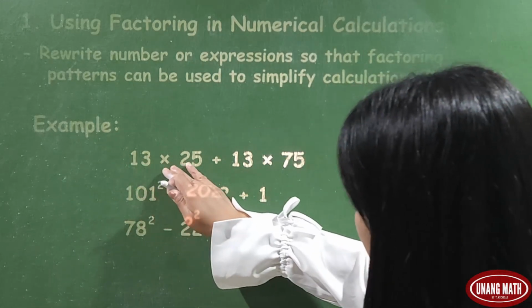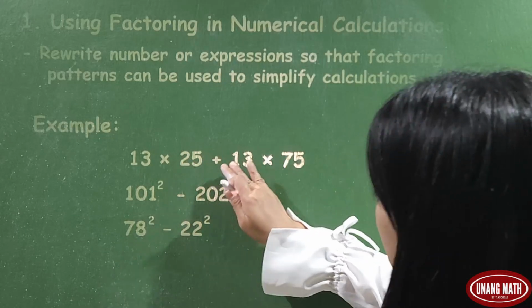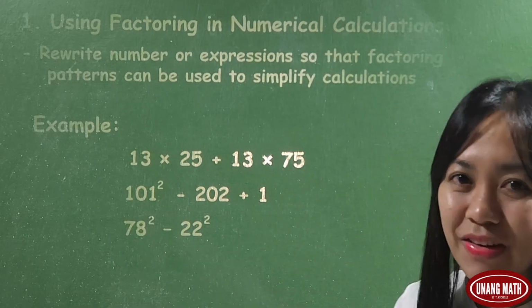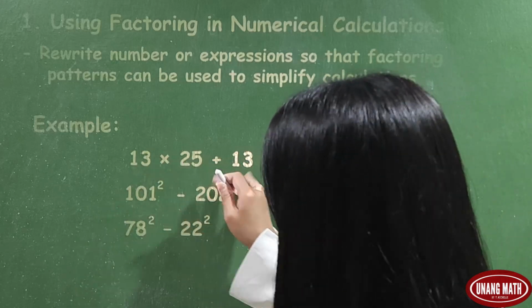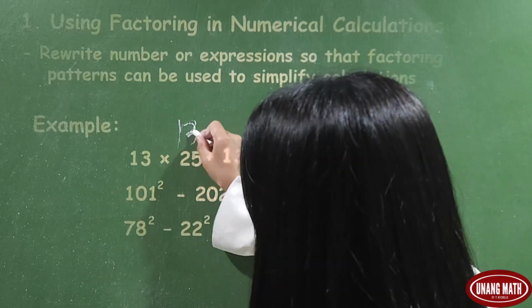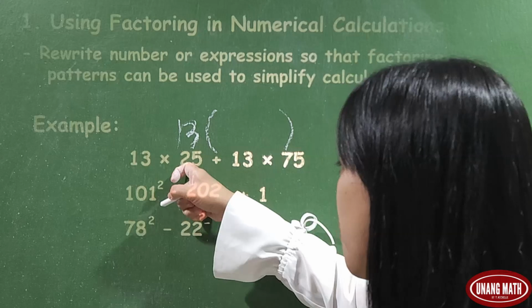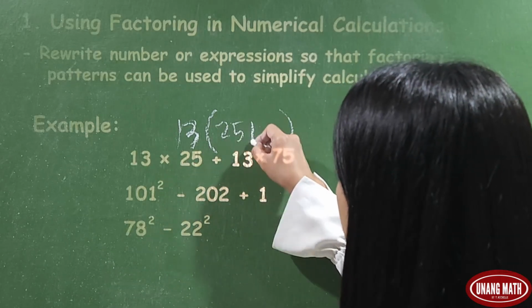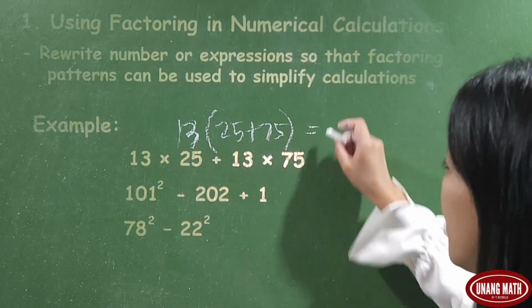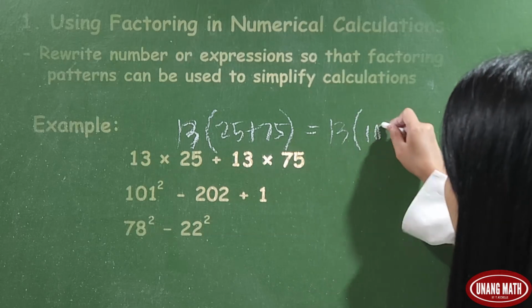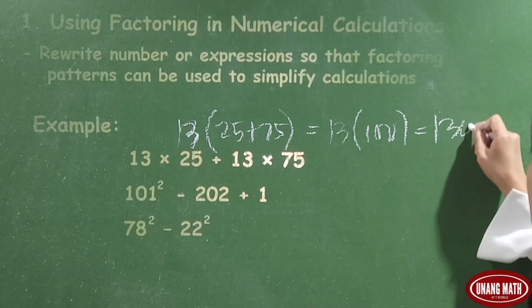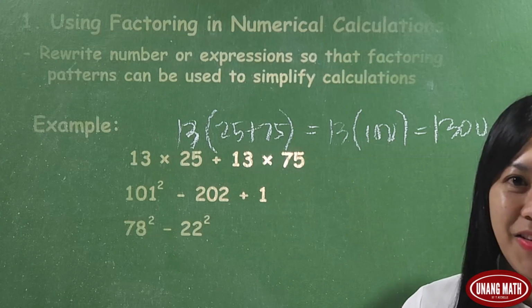This expression, 13 times 25 plus 13 times 75, has common factor 13. So write 13 outside and inside the expression would be 25 plus 75. So this is 13 times 100, which means this is equal to 1,300.